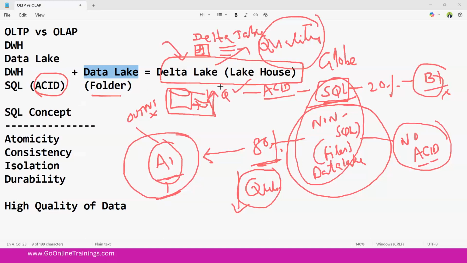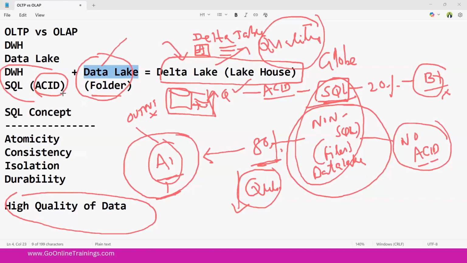We'll talk about at least 3 to 4 hours of Delta Lake later. So that is very, very important, guys, right? The purpose of Delta Lake is to have high quality data. If you have the data in the data lake, you're compromising the quality.